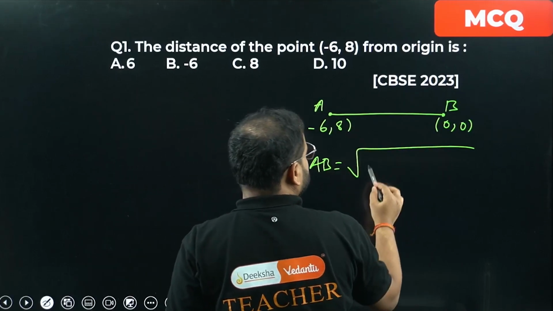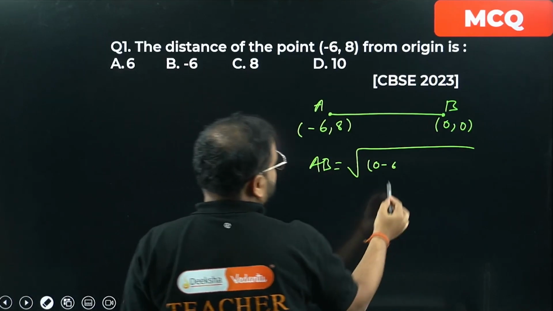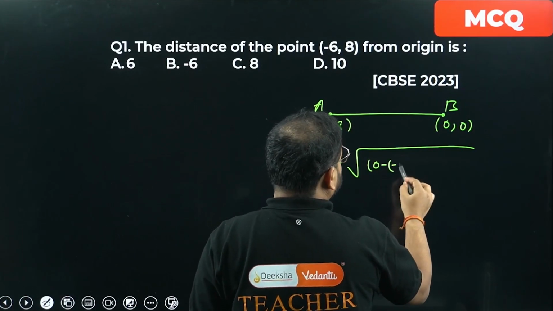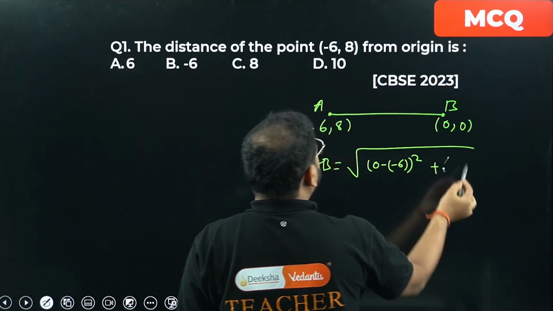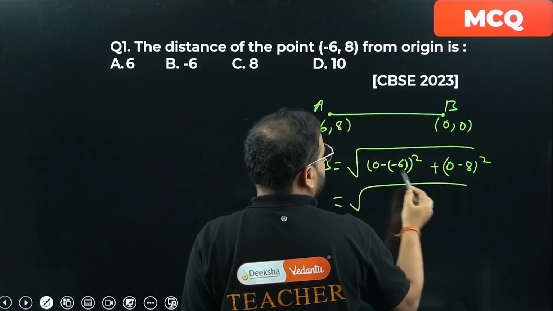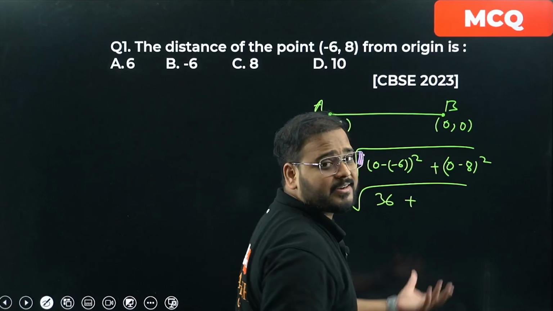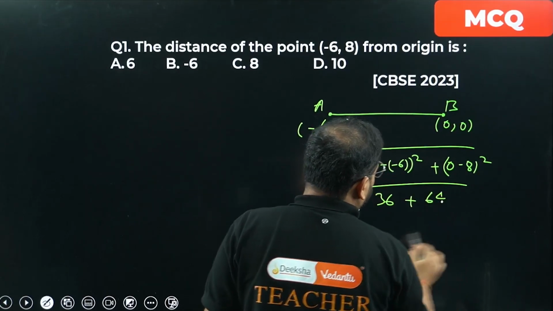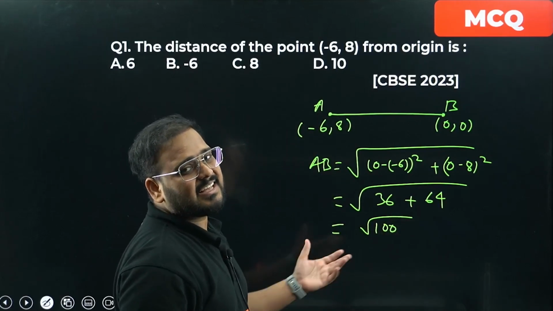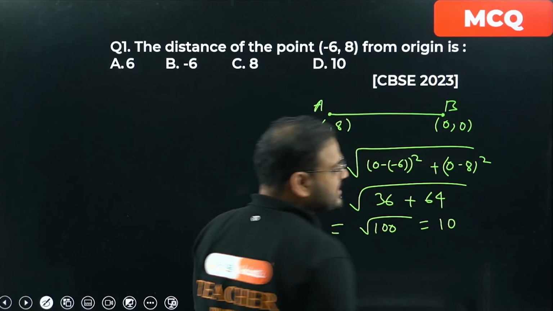So 0 minus 6, sorry for making the mistake, sir, whole squared, plus 0 minus 8 whole squared. If I do that, please check, I'm getting 6 square, so 36, plus 8 square, so 64. I'm getting 100. Please check. 36 plus 64 is 100. Root of 100 is 10. The distance will always be positive.